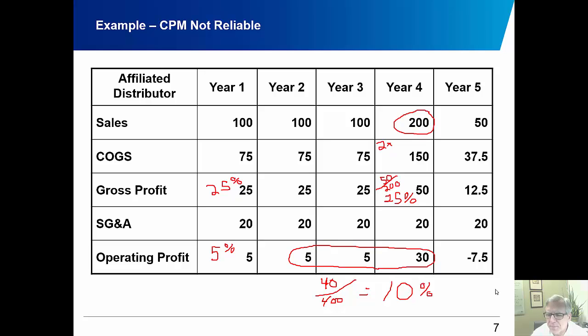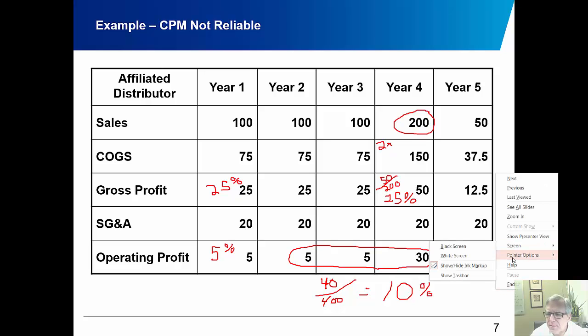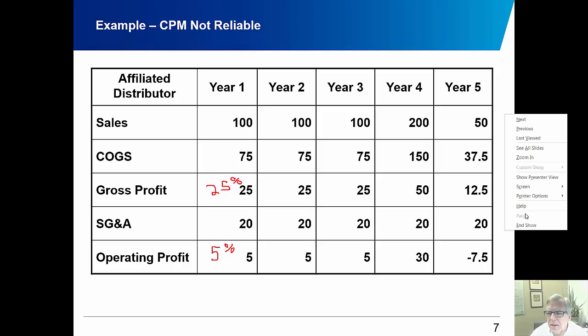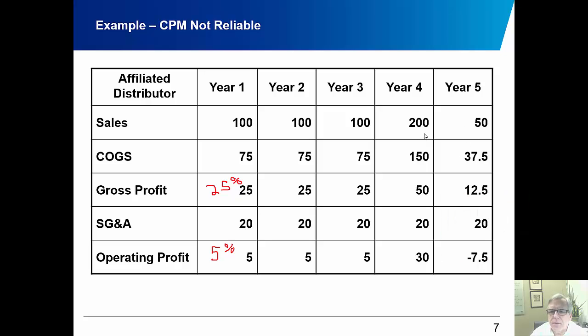So I'm going to clean up the board here a bit. Let's suppose we go out to year 5 now, and we're going to have a bad year relative to even our standards. So in the past, we generally sold 100. Now we're selling 50 in this year.